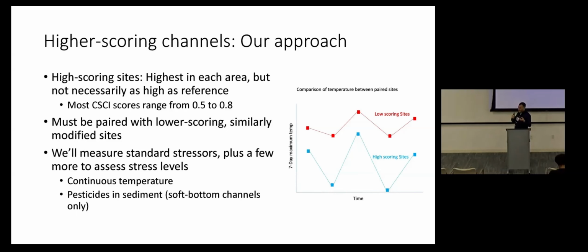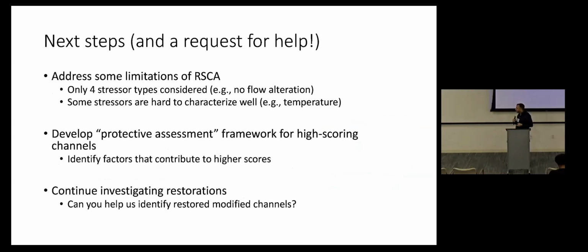So next steps, again, we're going to be taking another look at our rapid screening causal assessment, and try to expand it. Like I said, we're not looking at all the different stress types that occur. You'll hear more from Katie about flow alteration. We're going to try to develop what we're calling a protective assessment framework to figure out what's going on at high scoring channels, like what are the factors that contribute to high scores. And we do want to continue looking at restorations, even though we don't have a lot of sites. So if you've got some restored modified channels in mind that should be studied, please talk to me.